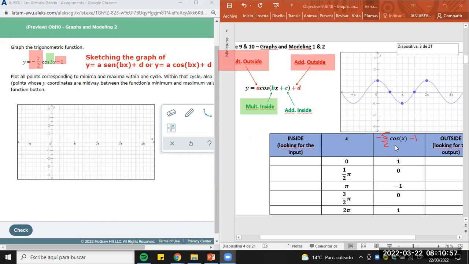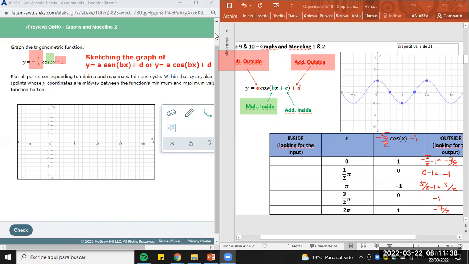So minus 5 halves times 1 equals minus 5 halves, and that minus 1 equals minus 7 halves. Then minus 5 halves times 0 is 0, and that minus 1 equals minus 1. Then minus 5 halves times minus 1 equals positive 5 halves, and that minus 1 equals positive 3 halves, right? Then the next one is going to be the same as the second row, minus 1, and the next one is going to be the same as the first row, minus 7 halves.